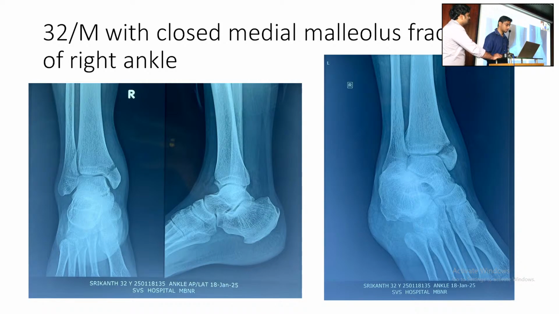How to take the mortise view? With plantar flexion and internal rotation of the foot, sir. Why plantar? To expose the ankle mortise joint. 15 to 20 degrees of internal rotation of the limb. That will open the syndesmotic joint also. Okay.